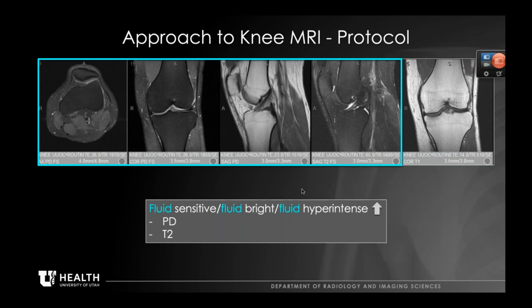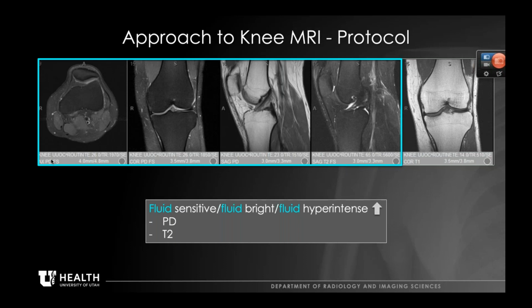And we also use a variety of different sequences, and that's to highlight different pathology. So I'm going to describe them in terms of what is bright. So we call that sensitivity. So if fluid is bright on a sequence, we call it a fluid sensitive sequence. So you can just see a little tiny bit of joint fluid on this proton density, or a PD sequence. Most of our sequences in musculoskeletal radiology are fluid sensitive sequences.